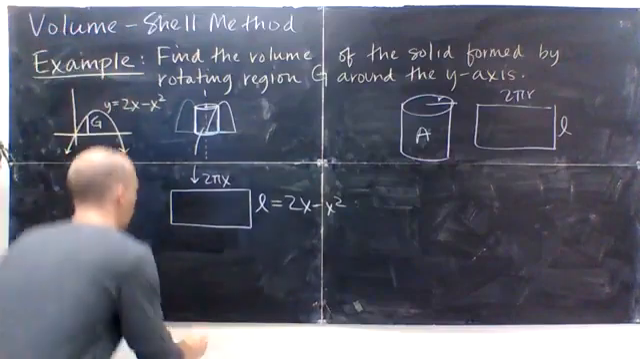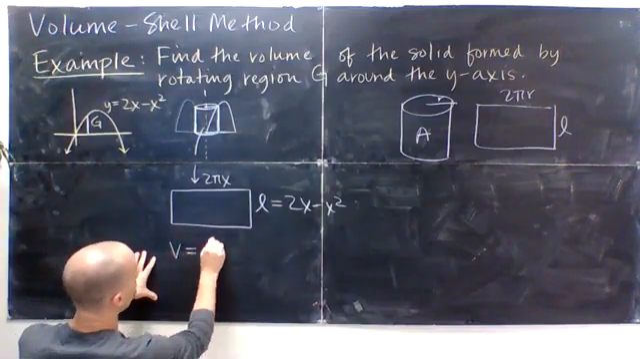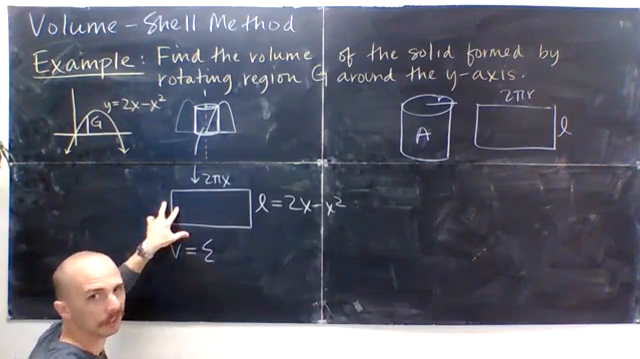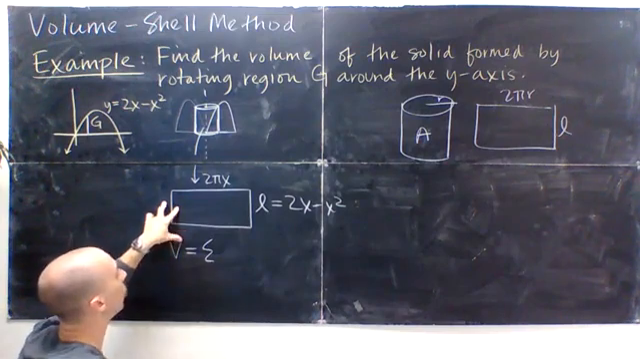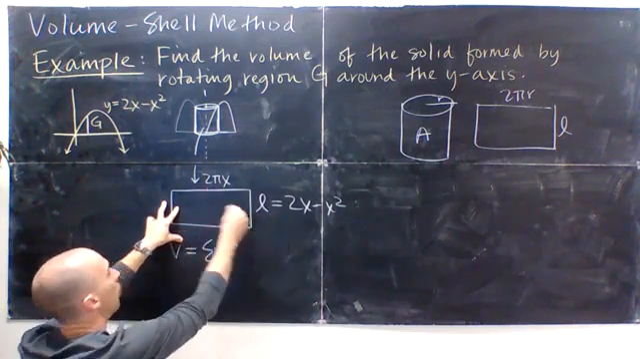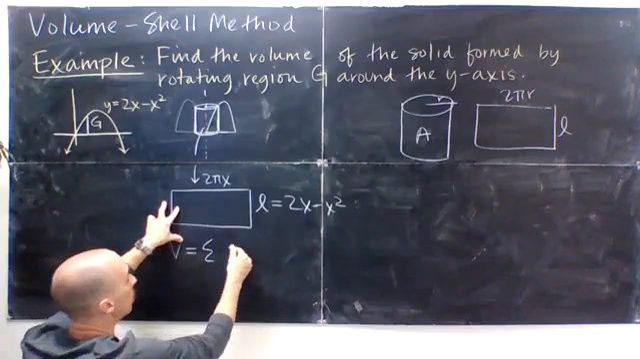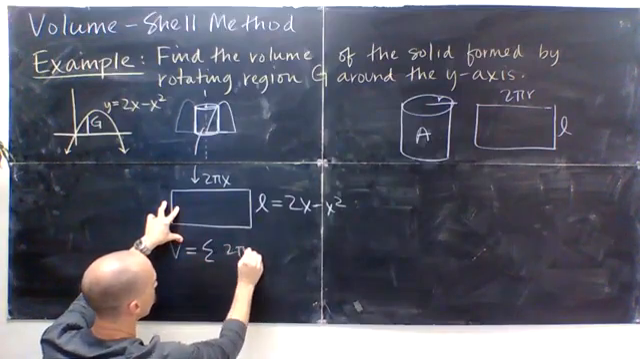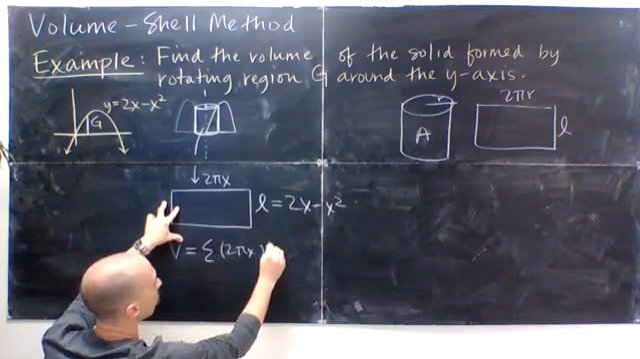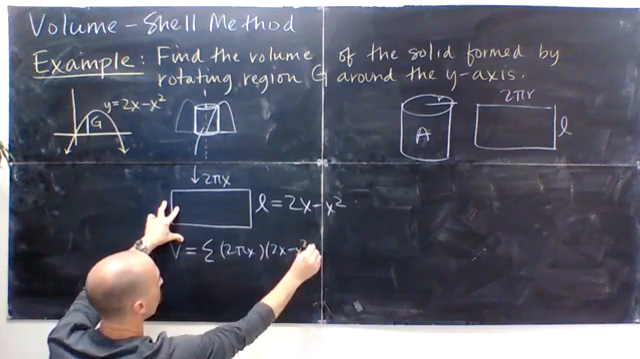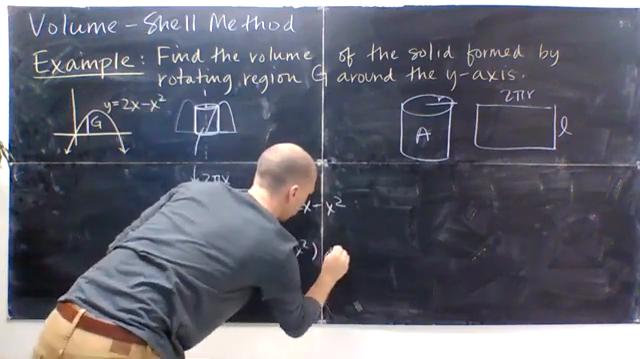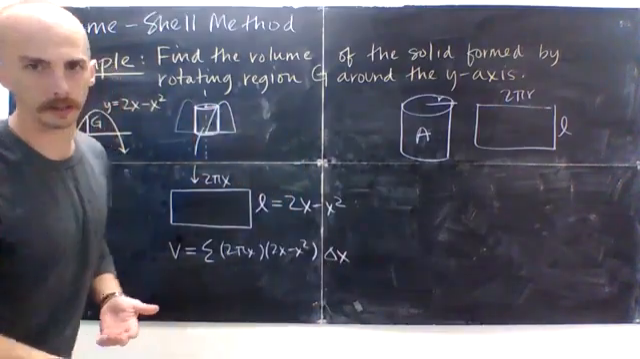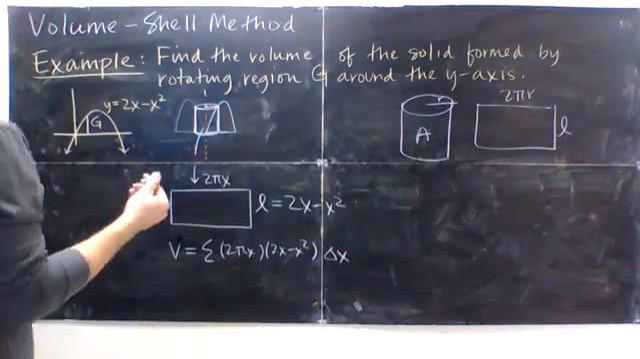So my volume is going to start, I always like to start with the idea of the Riemann sum, it's going to be the sum of the volumes of a bunch of these sheets of paper, these shells. So the volume of this is 2 pi RL times h, so that would be, wait, hold on, what am I doing? 2 pi x times 2x minus x squared times delta x for the thickness. And then, as the number of shells goes to infinity and their thicknesses go to 0, this will become an integral.